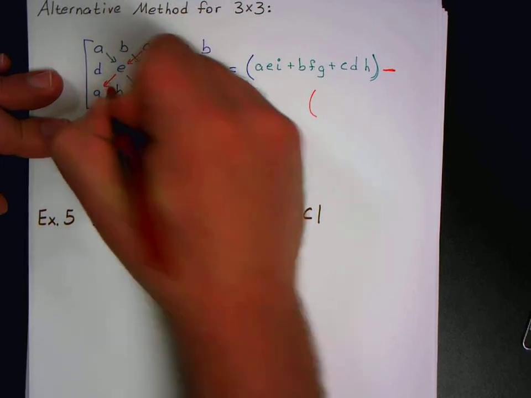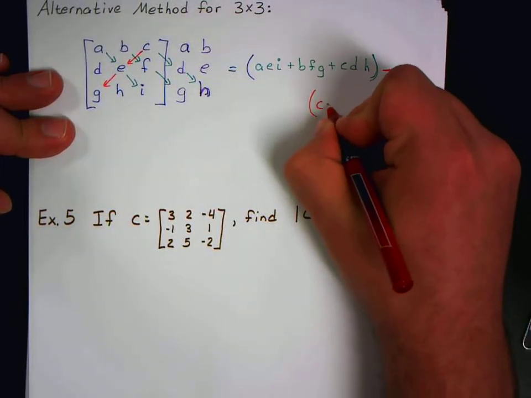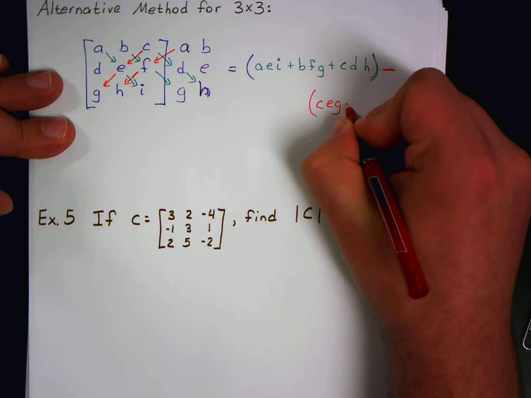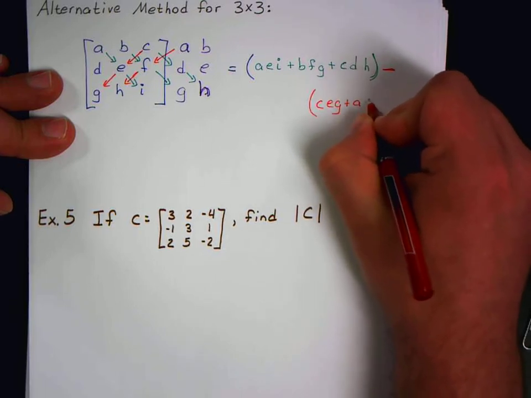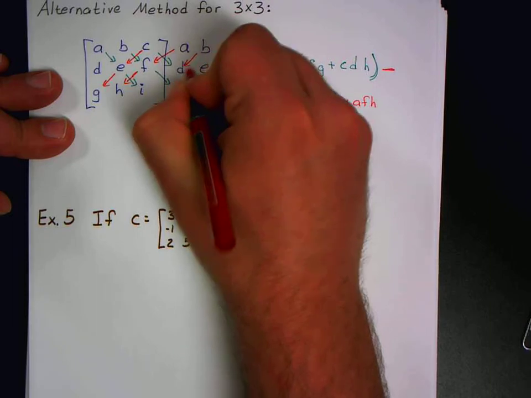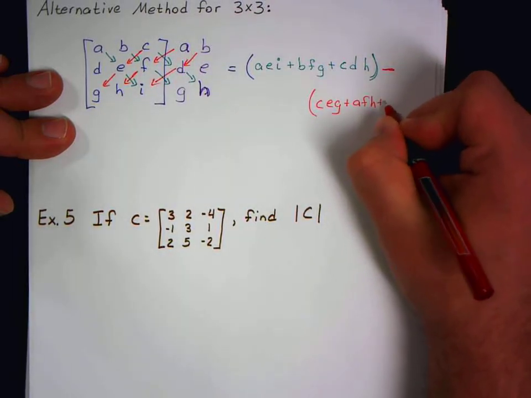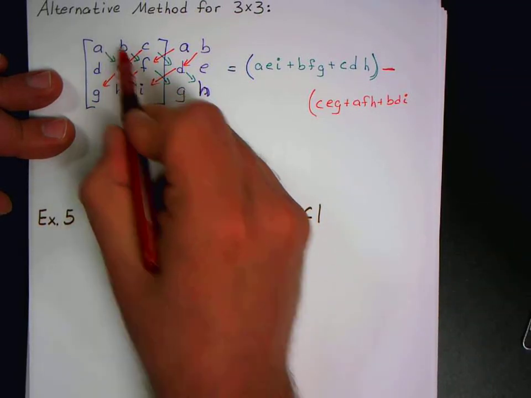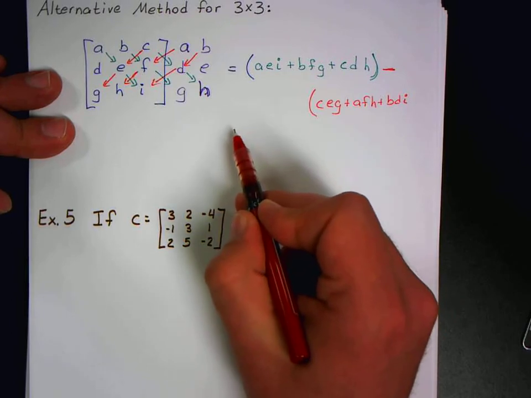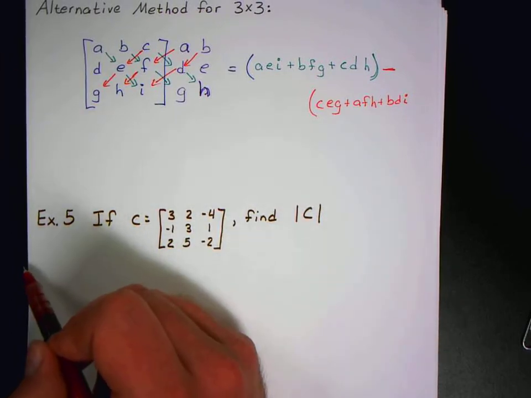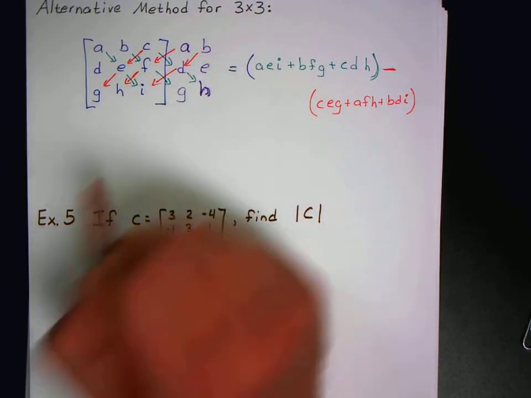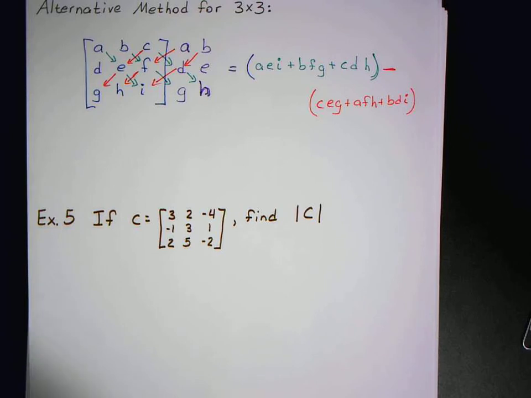So now we go backwards. Anything going diagonally down that direction goes in the first one, and then you subtract off anything going diagonally down in that direction, where you can put three of them together.